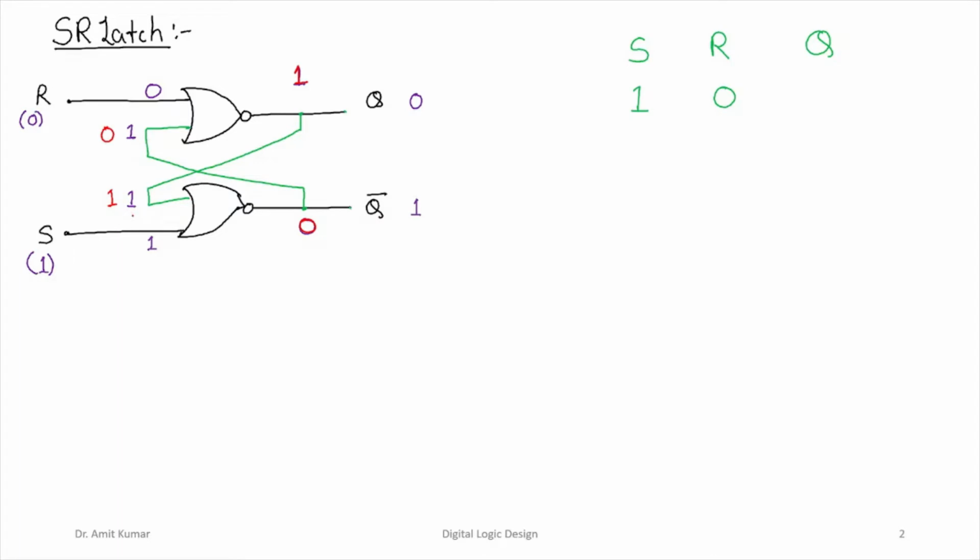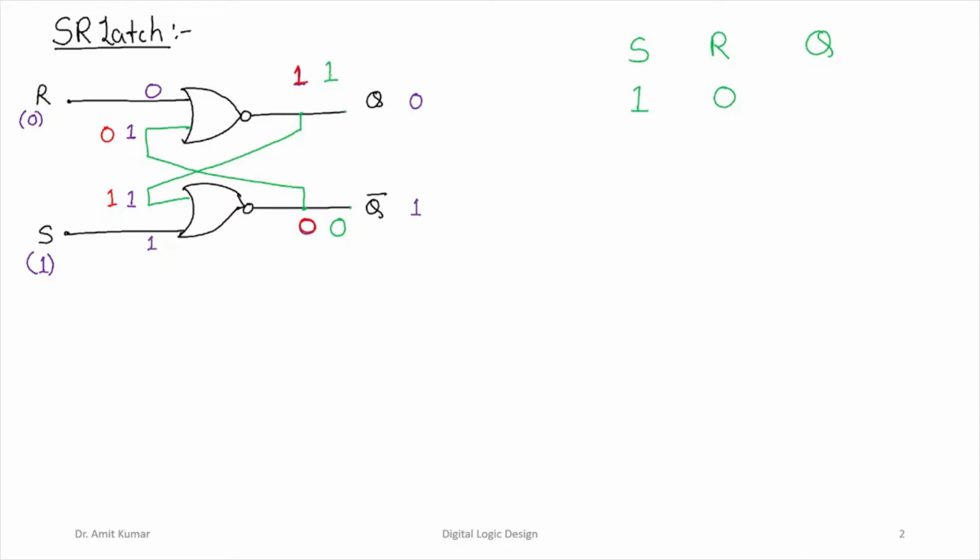So if you carefully see what you can say about the output of this 1 NOR 1, it is going to be what? 1 NOR 1 is going to be a 0. So if you see, the output of 1 NOR 1 is going to be a 0. Similarly, if we look at the output of 0 NOR 0, it is going to be a 1, right?